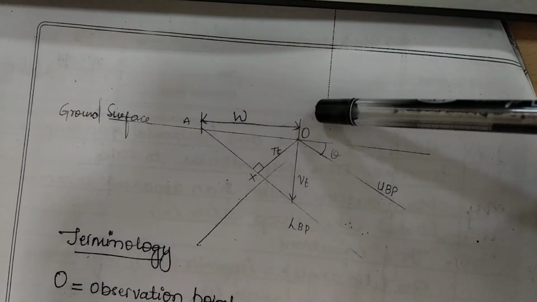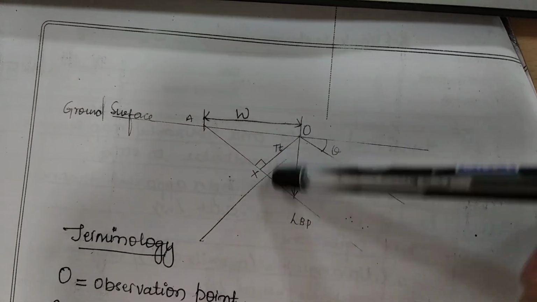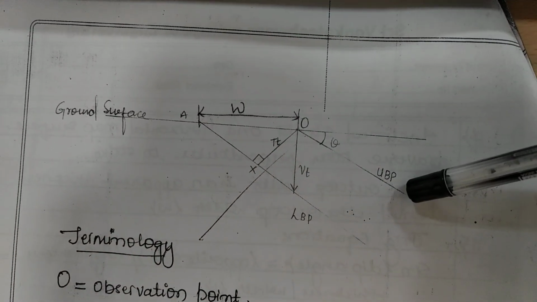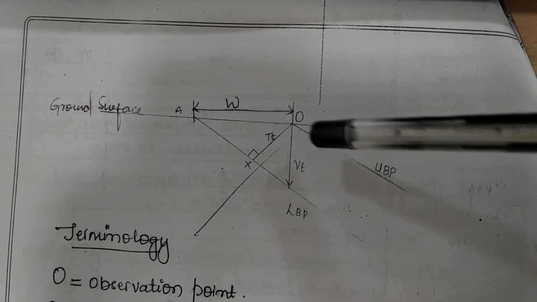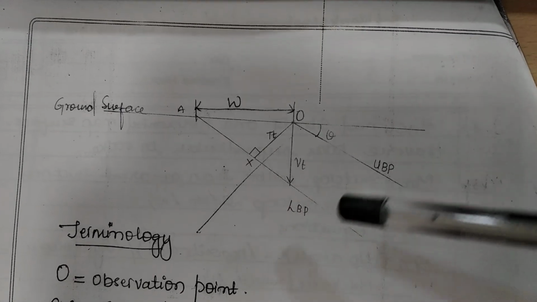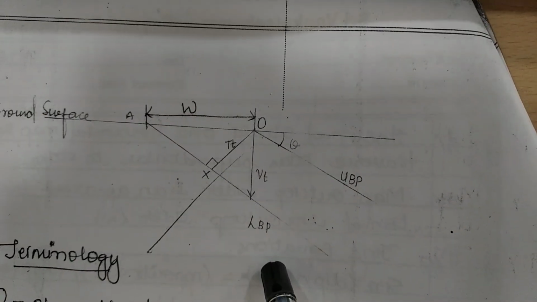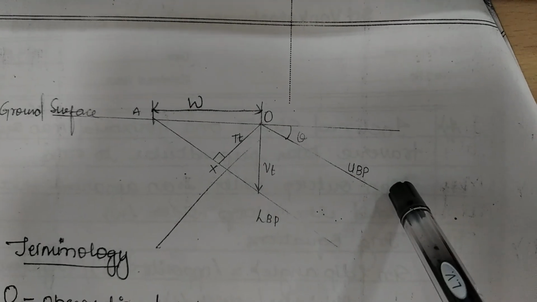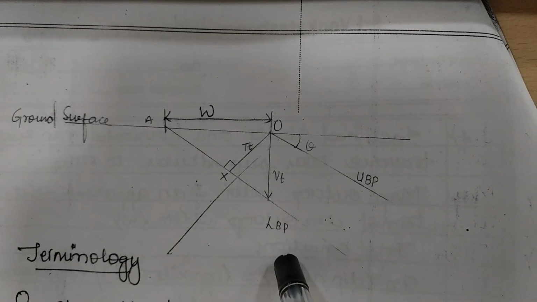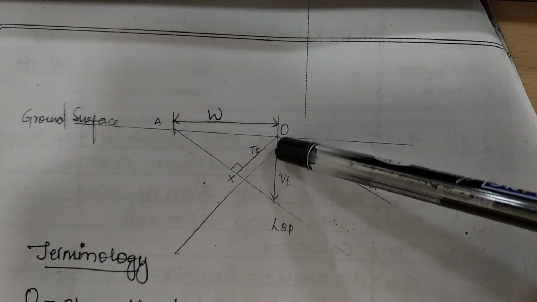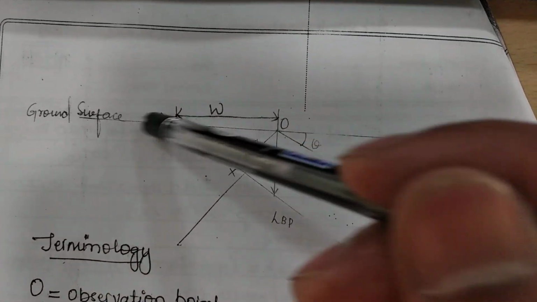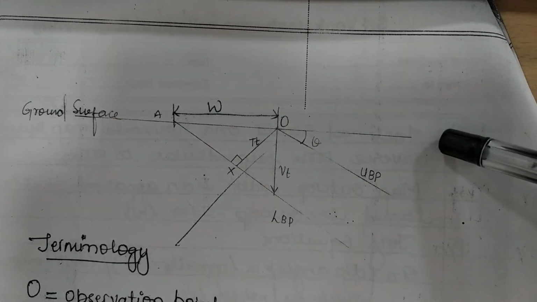The bedding planes are dipping towards the eastern side, and there are two contacts of the bedding planes. One is the upper bedding plane, UBP, and the other is the lower bedding plane, LBP. And this we call the vertical thickness. Why do we call it the vertical thickness? It is perpendicular to the strike line, perpendicular to the ground surface.